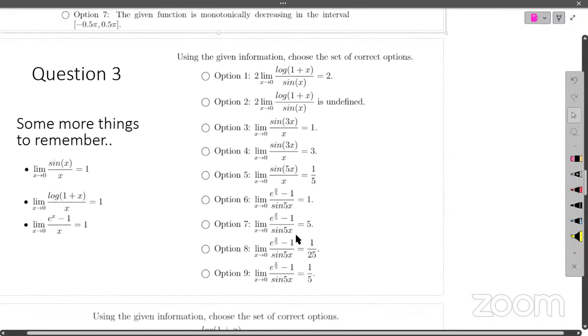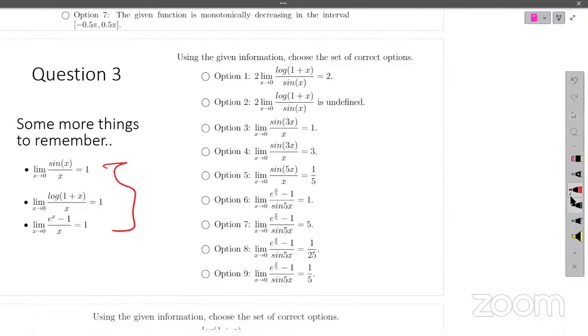Let's go to this question. Here you have to apply all the previous results. That means you just have to make all these limits in terms of the known limits. These are the known limits for you. So you have to use these three limits to answer the questions.